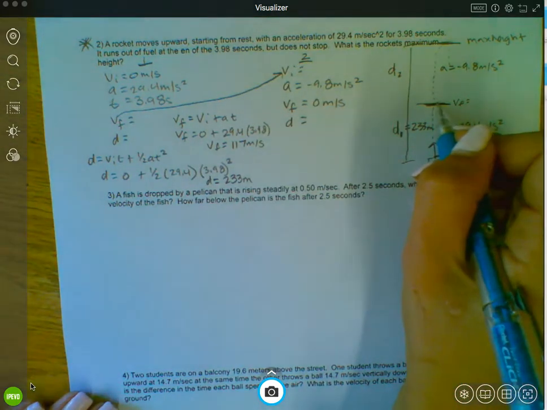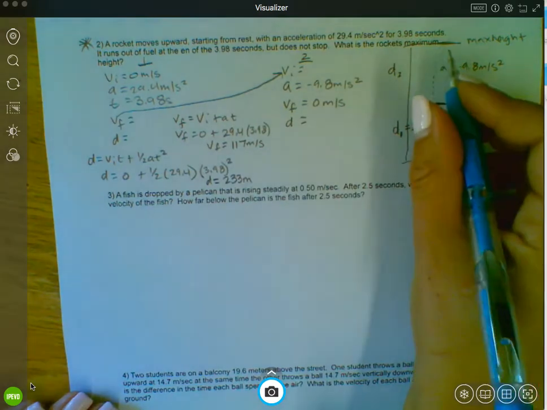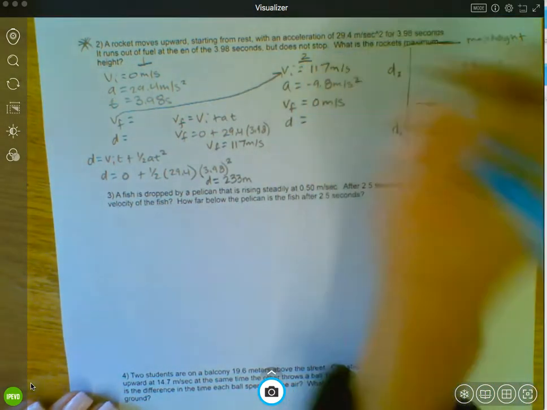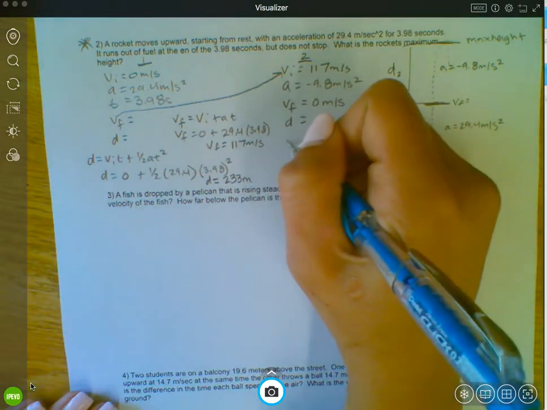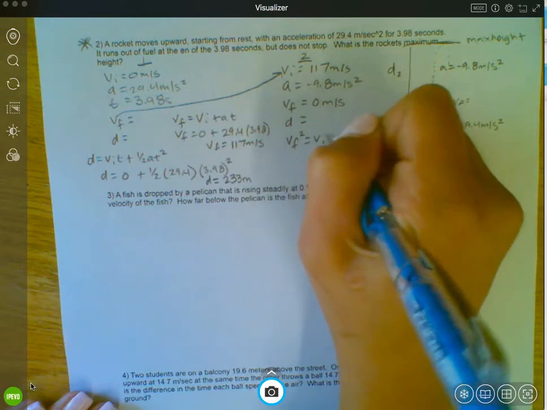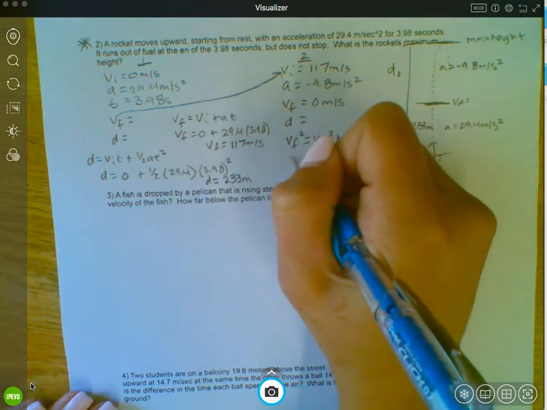That's the initial velocity starting here, and then it will slowly decrease in velocity because gravity pulls it down. So for the displacement here, we don't have time, so we want to use this equation. V final squared is 0.